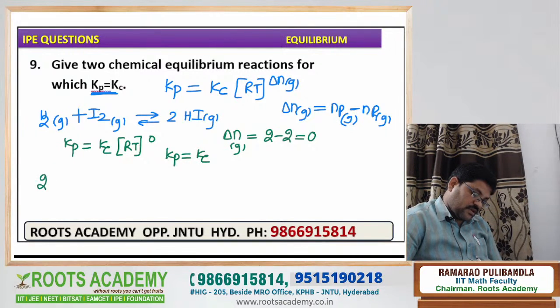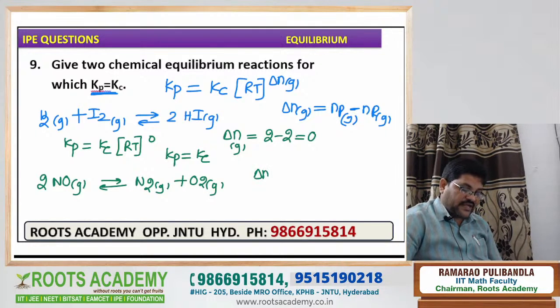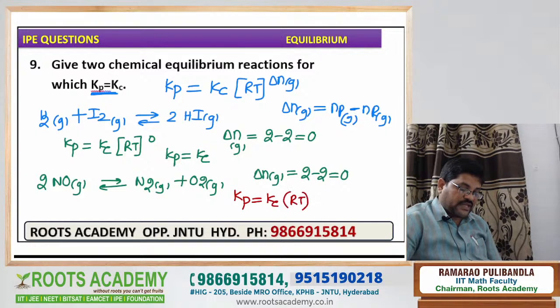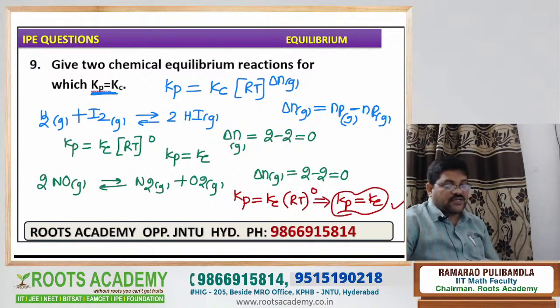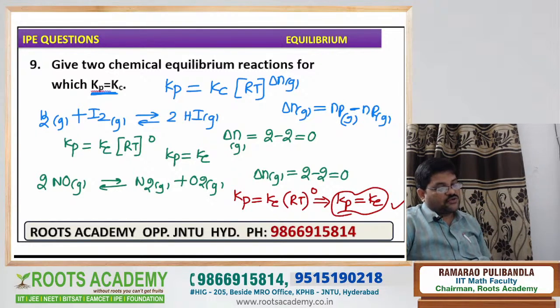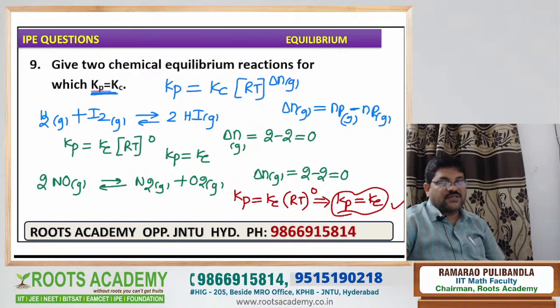One equation is over. And dissociation of 2NO gas. 2NO gas gives rise to N2 gas plus O2 gas, right? Again, delta n gas state, what do you get? 2 minus 2 is 0. Is the logic clear? Very good. Now Kp is equal to Kc RT whole power delta n, 0. Anything to the power 0 is 1. That implies Kp is equal to Kc. Simple logic, no confusion. So these are two chemical reactions where Kp is equal to Kc.